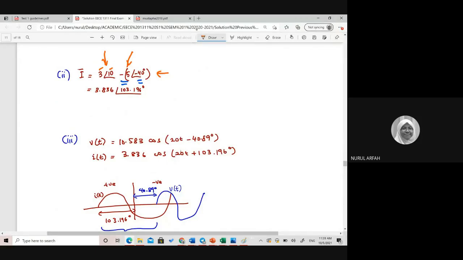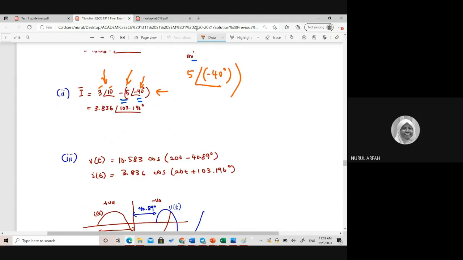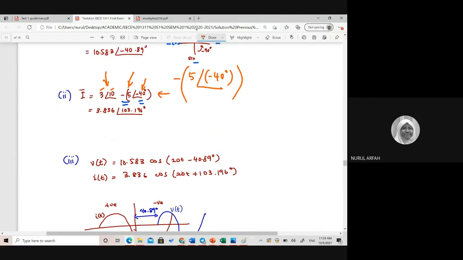And this one, even inside here, you need to be careful. You use bracket. So 5, bracket of -40 degree, and the whole bracket here, and minus, okay? But if your calculator can directly use without bracket, then you go ahead. But for me, I always do something like this so that I don't make any error in the calculation.